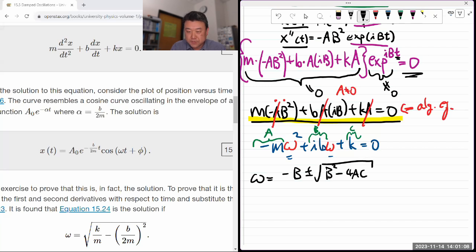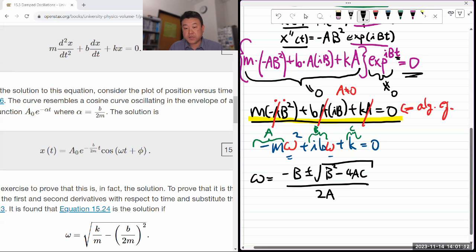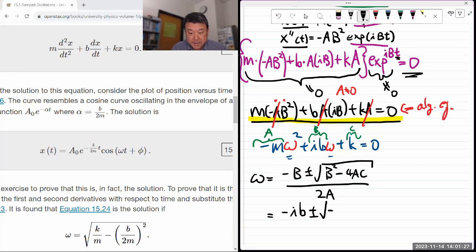4AC, square root of all that, divided by 2A. That's what the quadratic formula tells me. Let's plug in that expression and see what I get. Minus b, so it's minus i lowercase b plus or minus the square root of, great, so i squared gives me a minus sign, but no more. I was a little bit worried about having i under a square root. I don't have to worry about it. It's taken care of. There is a way to handle it, but I would have preferred not to.